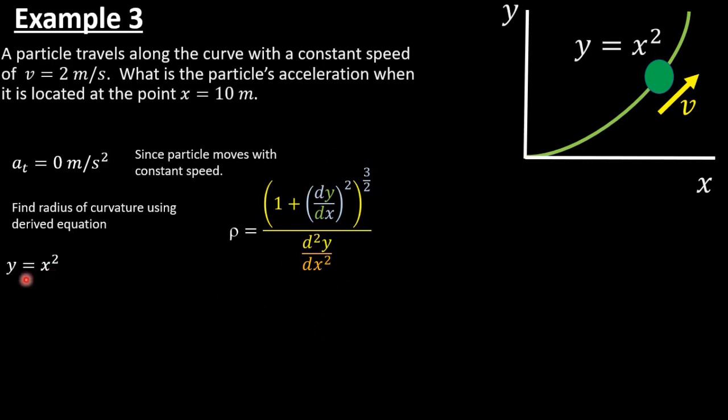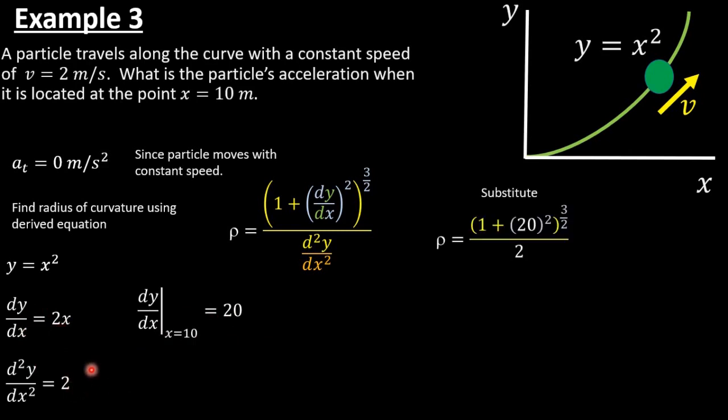Okay, so I know our function is y equals x squared. So find dy dx, which is going to give us 2x, and then evaluate dy dx at x equals 10 meters. So all I'll do is substitute 10 meters into there to get 2 times 10, which gives us 20. That is dy dx at x equals 10 meters. So I'll find the second derivative of this to just get 2.